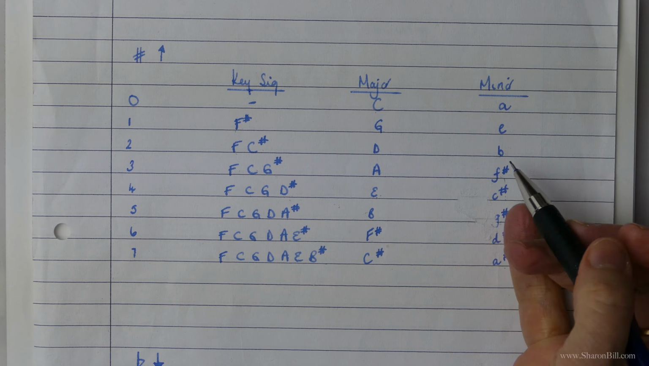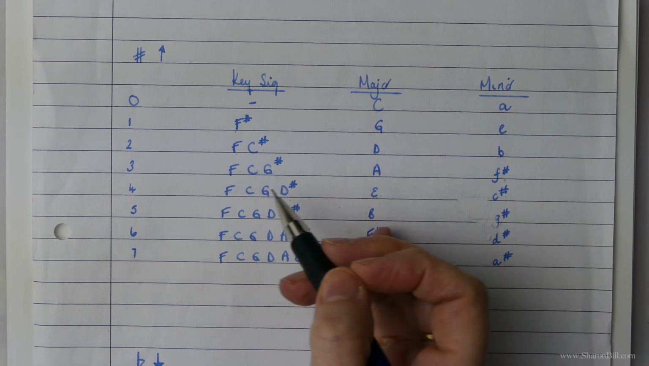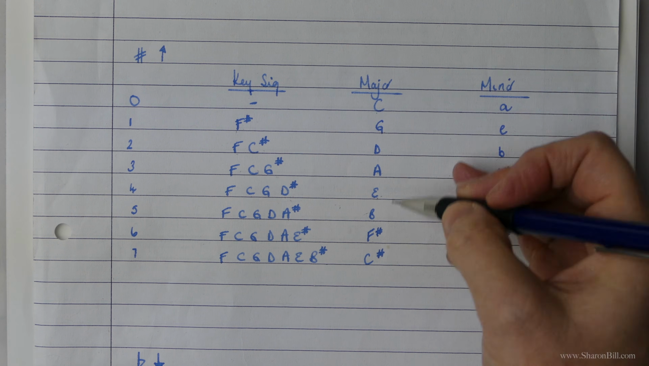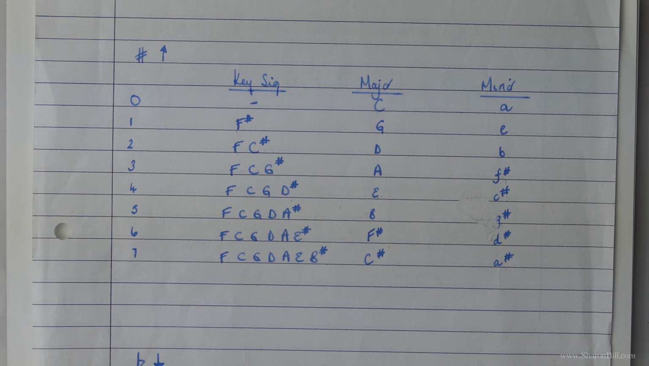And so the circle of fifths helps you to do that. And you'll find in that playlist as well a tutorial on how to work out your circle of fifths and get all your key signatures down quickly.